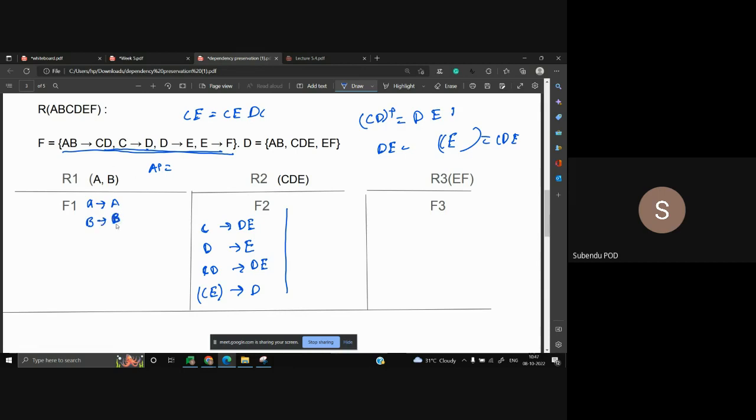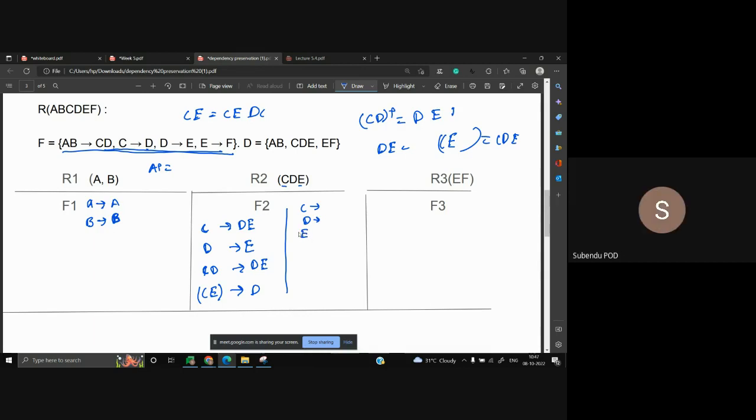Yeah, but why are we using CE closure in R2, when C is not present? C is present, right? CE closure that we are finding, sir, here. Yeah, so you have to take combinations. If there are more than three attributes present, suppose you can see C, D, E present, first you have to find whatever C functionally determines. You have to find D.